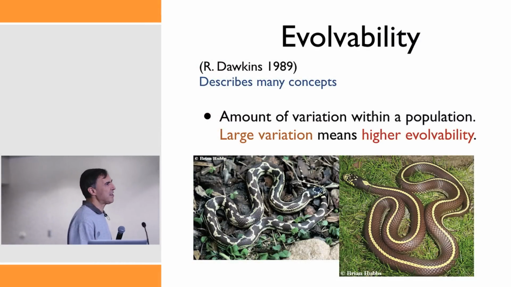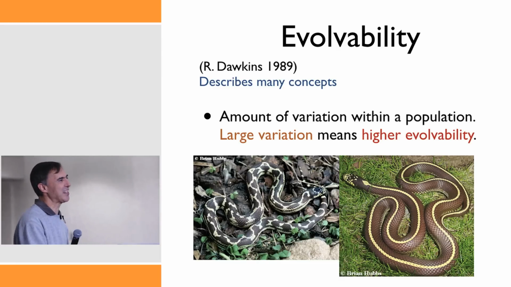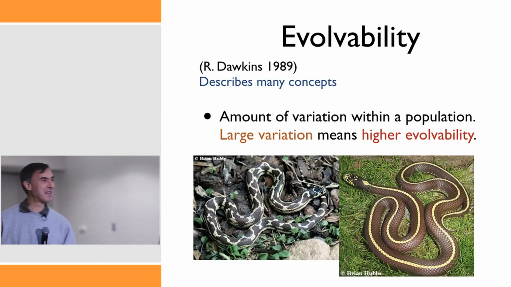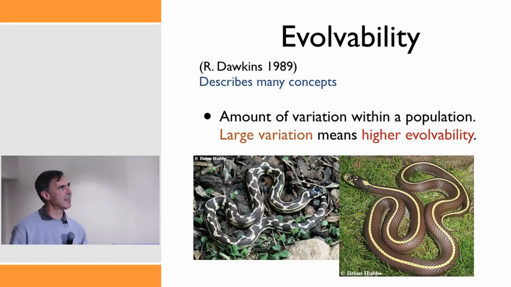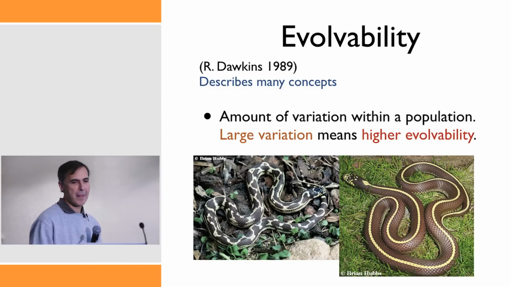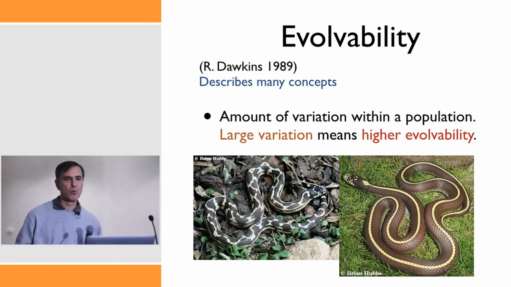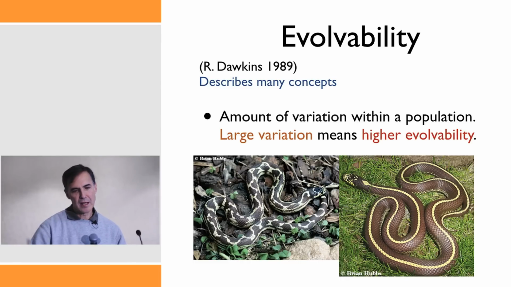So you see here are two kinds of snakes, actually the same kind. They're both king snakes. Actually, I used to catch them when I was growing up in San Diego. They're the same species, but there's a large variation in the patterns on the skin. And so a large variation would mean, by this definition, high evolvability.